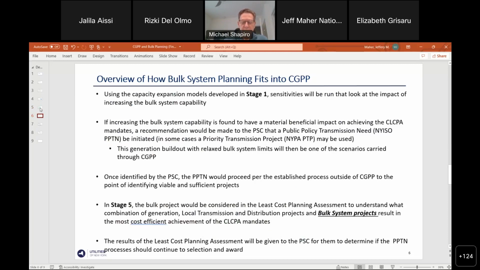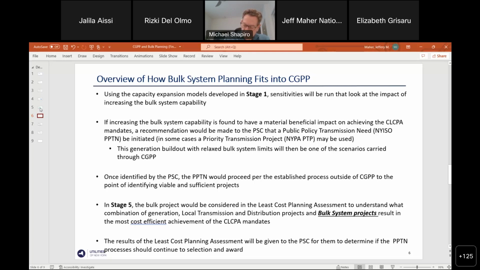So what happens when we increase, and we'll talk about this a little more on the next slide, the pipes, the big pipes, the bulk system, how the bulk system is interconnected between the zones. What happens when we increase the capability of those connections between all of the NICA zones, or one zone, or multiple combinations of zones? Where would it make sense to increase those capabilities? That's what we'll do in stage 1.